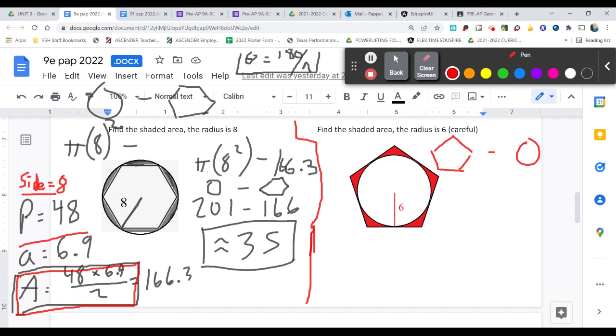Again, the circle area is very straightforward. We have a radius. What's the radius? The radius is 6. So we know we're going to minus pi times 6 squared. But we need to find the pentagon area. Remember, the area of the pentagon is going to be perimeter times the apothem divided by 2.